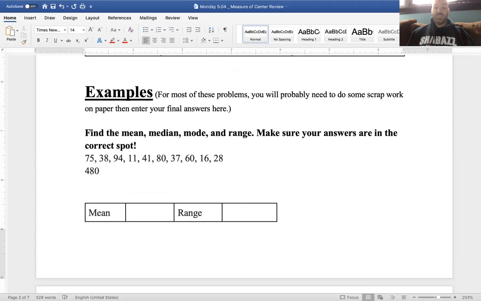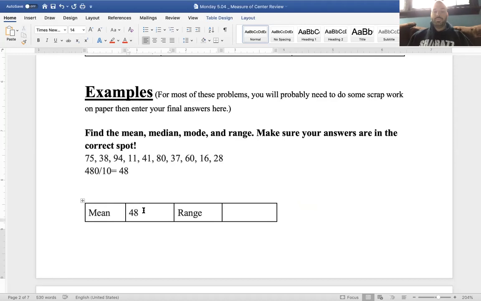I know I have to divide that. I just use the slash sign when I need to divide. And then I divide by however many numbers there are. There's 1, 2, 3, 4, 5, 6, 7, 8, 9, 10. I divide by 10, and I can actually do that problem in my head. 480 divided by 10 equals 48. So I'm going to type my mean in as 48.